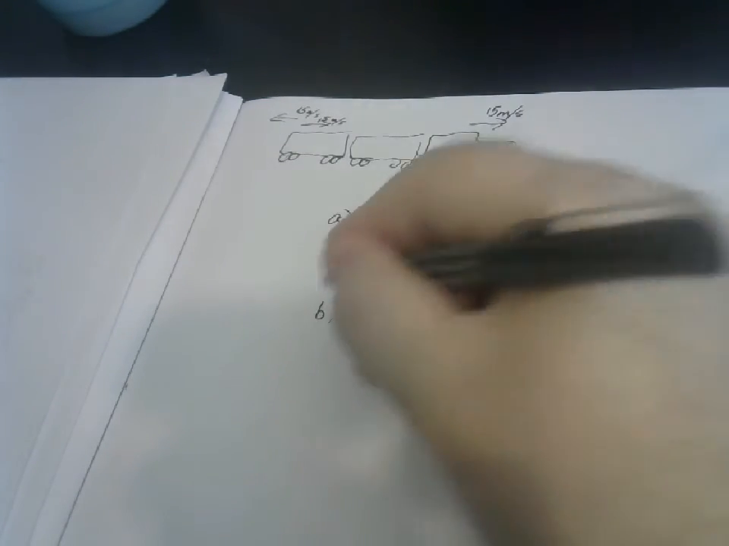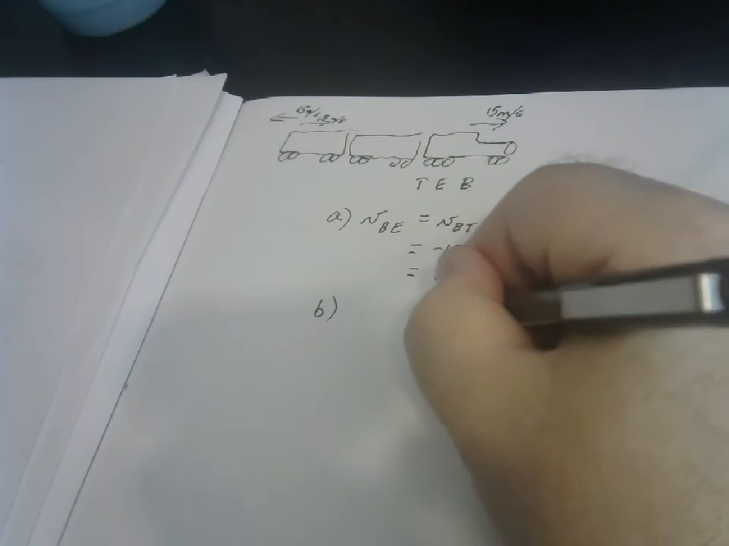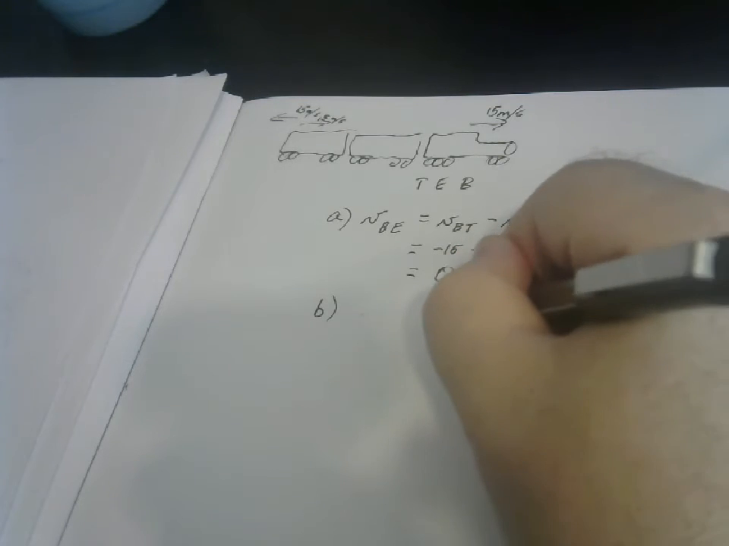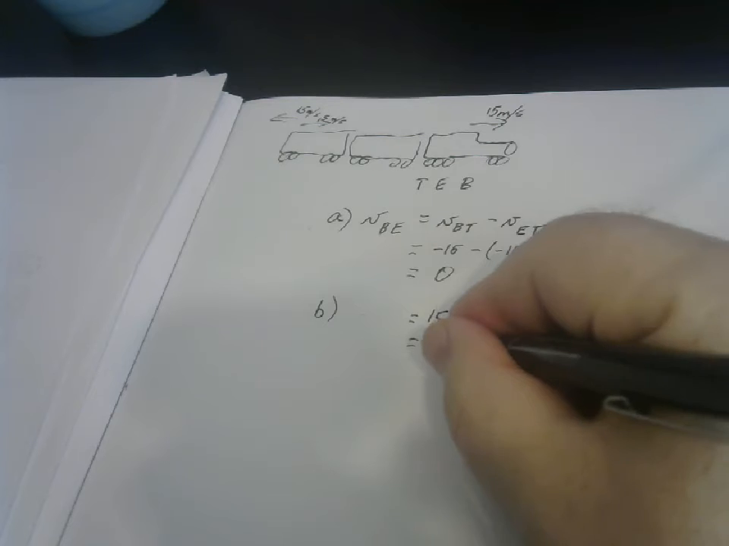Part B, the velocity of the ball with respect to the train was 15, and minus negative 15 ends up being positive 30.